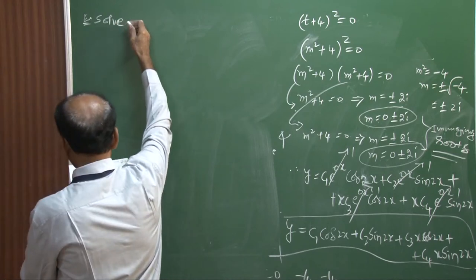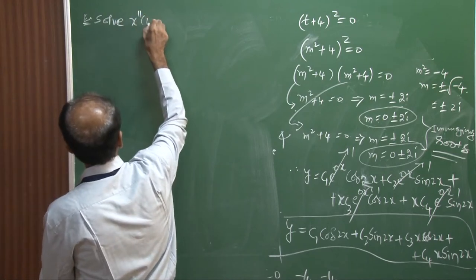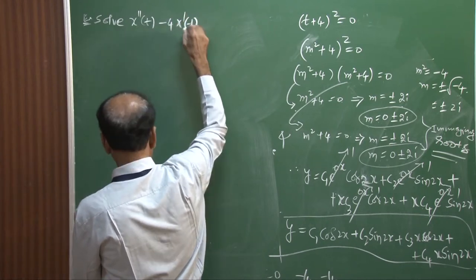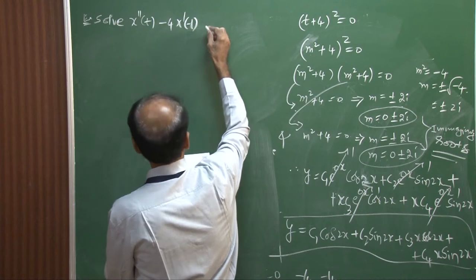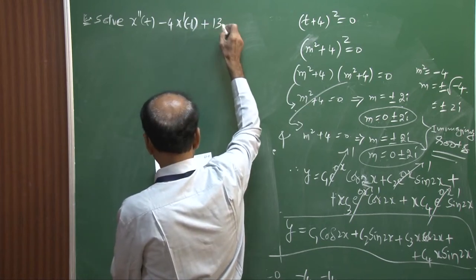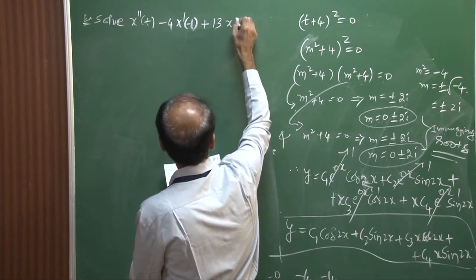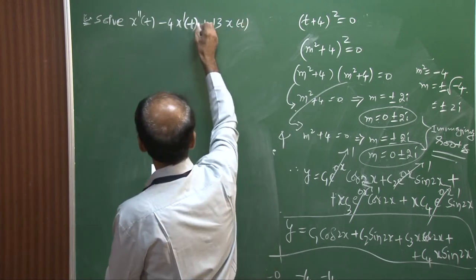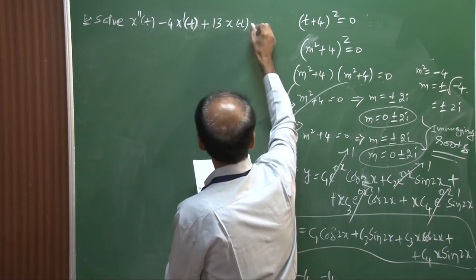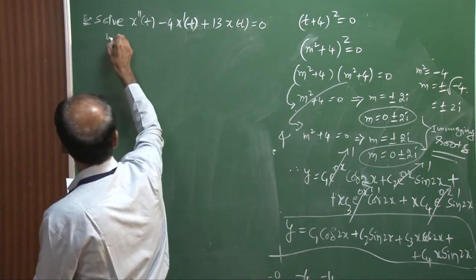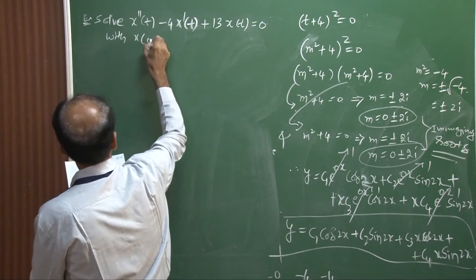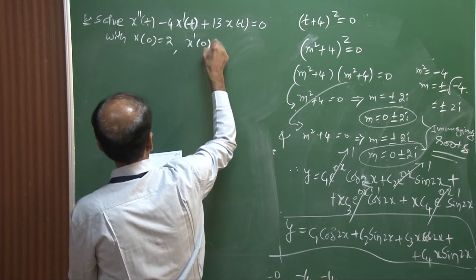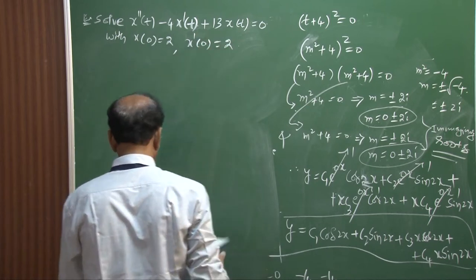Solve x double dash t minus 4 into x dash t plus 13 x t equal to 0, with x of 0 is equal to 2 and x dash 0 is equal to 2.